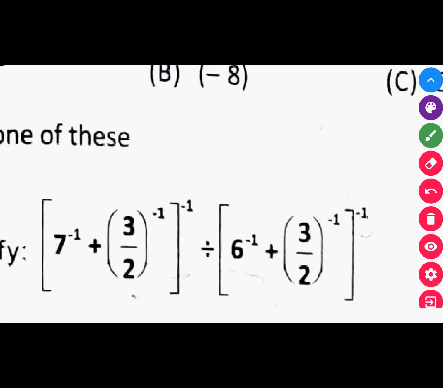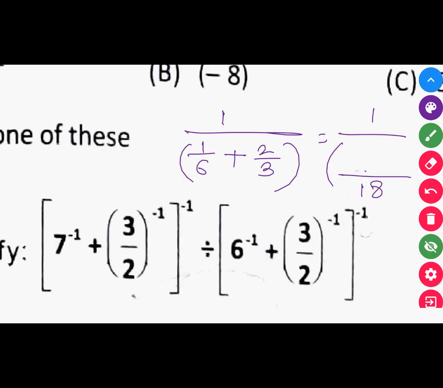Now we'll move to the denominator. The denominator will look like 1 upon (1/6 + 2/3). Now again solve it. 1 upon, common denominator 18: multiplying the 6 with 3 and the 3 with 6 gives 3 + 12. So it becomes 1 upon 15 upon 18. Now 15 and 18 both come in the table of 3. 3 5s are 15, 3 6s are 18. So it is 6 upon 5.